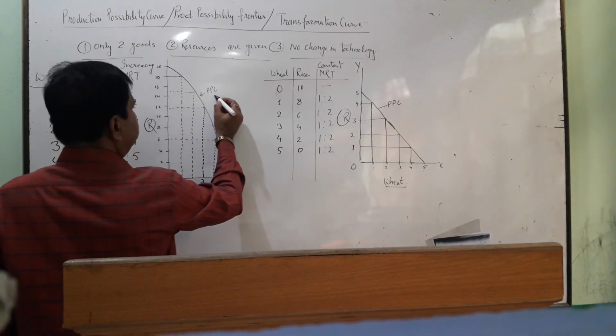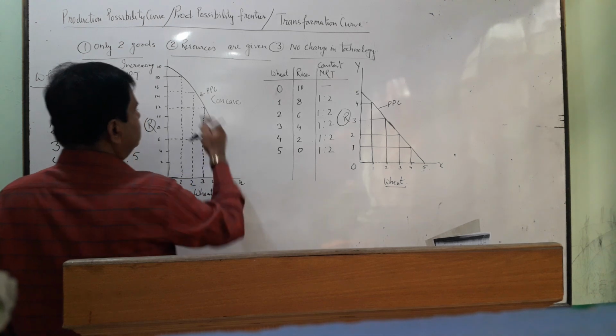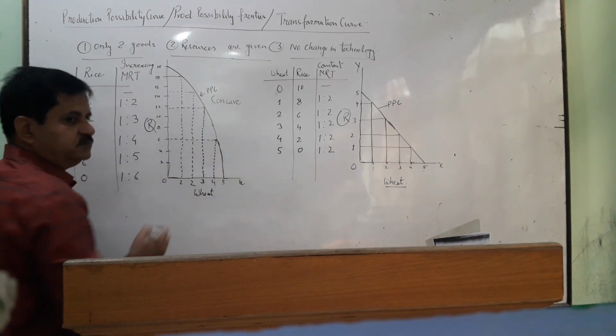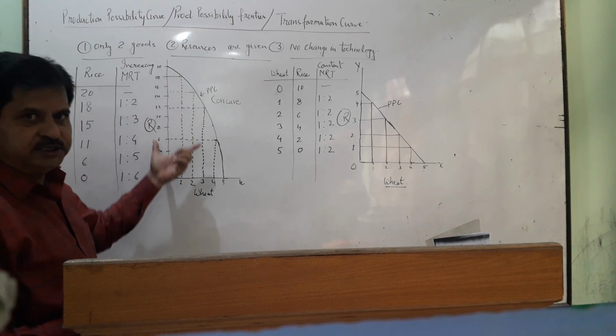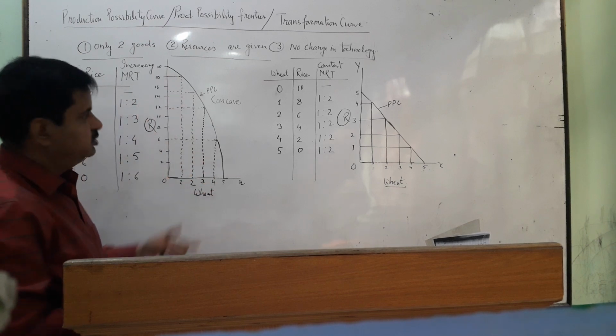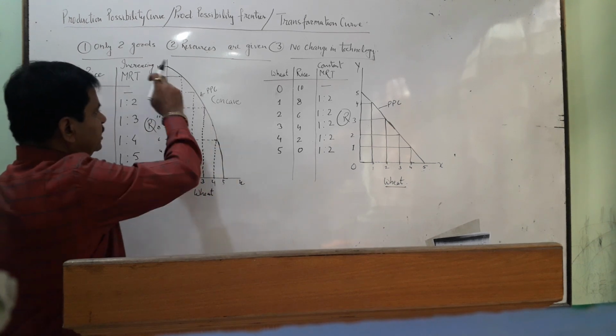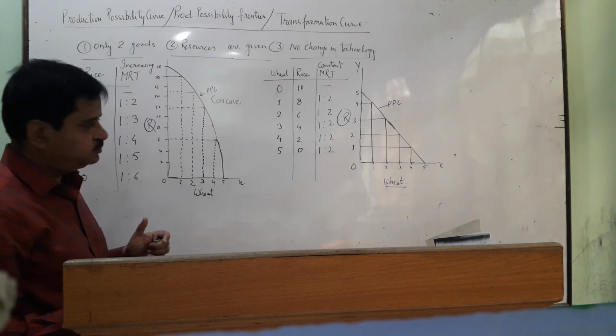It will always be concave to the origin. Right? So these are different combinations of two goods which we can produce. The curve which is showing these different combinations is called the production possibility curve.